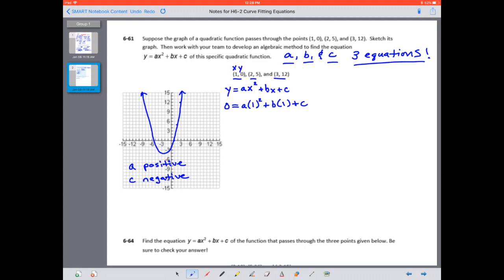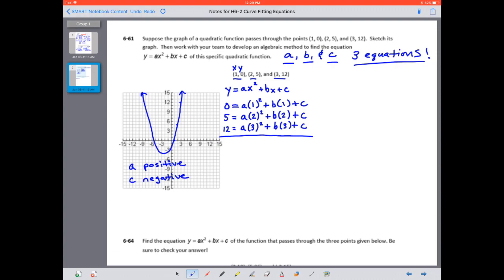So the second one, let's plug in 5 for y. We don't know what a is, so it stays as a. We have 2 squared plus b times 2 plus c. The third one, we have 12 equals a times 3 squared plus b times 3 plus c. So we've created our three equations there.